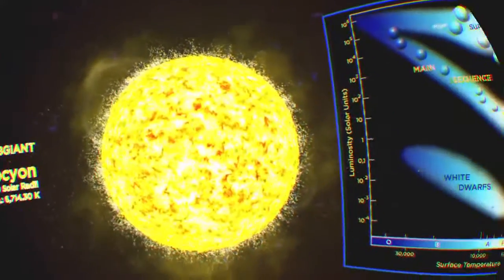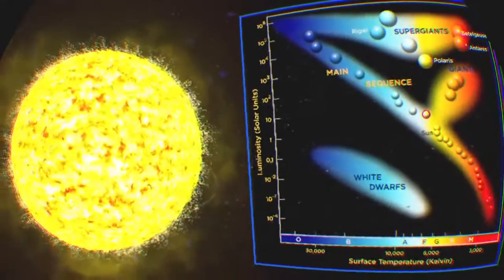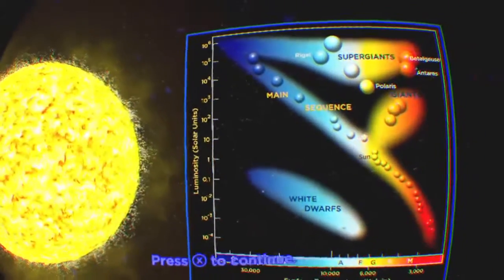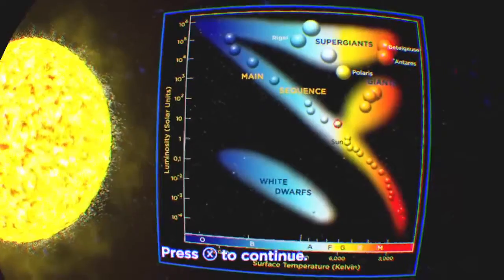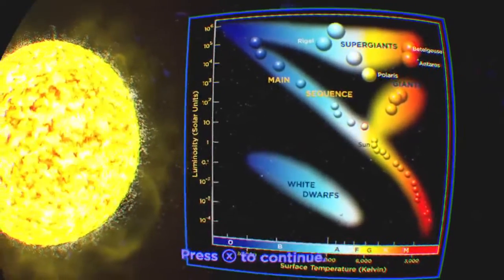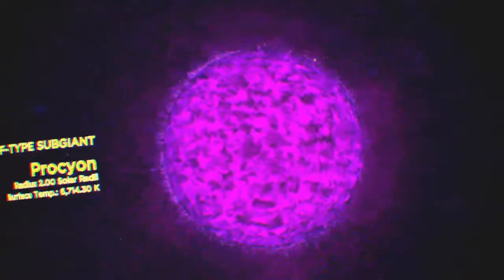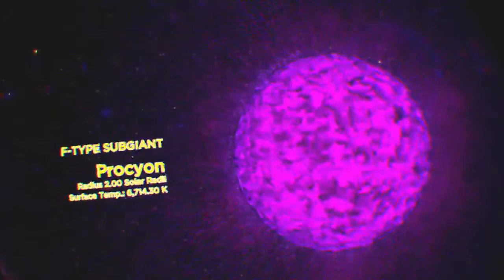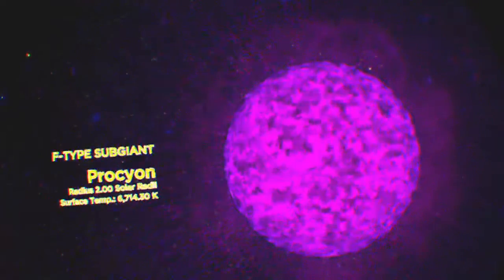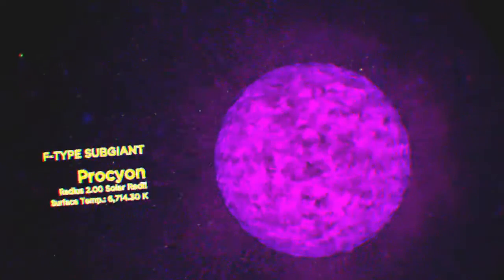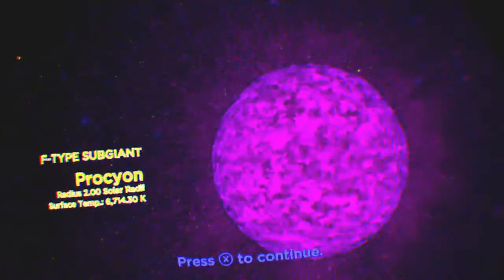F-type stars make up around 3% of main sequence stars in the solar neighborhood. Emitting more higher energy radiation, such as ultraviolet light, their lifespan is shorter than that of G-type stars like the Sun. Still, scientists believe they may support life on their planets.